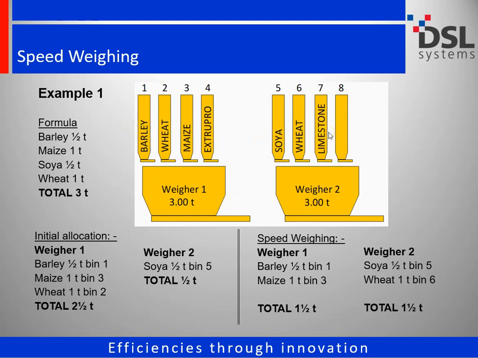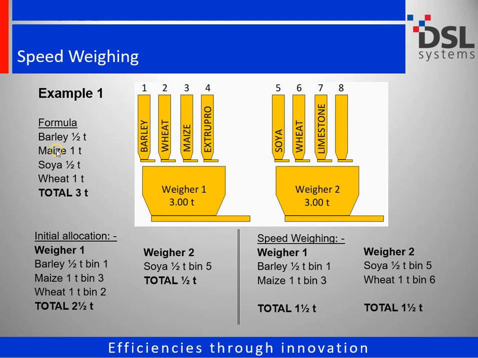So when it comes to starting off a batch, before it starts, there is a program there which allocates which bin it's going to use to take each raw material from. So the initial allocation: it starts at barley, half a ton. So it starts sort of at number 1. Barley, here we have number 1, okay. So it says half a ton barley from bin 1, which is on weigher 1.